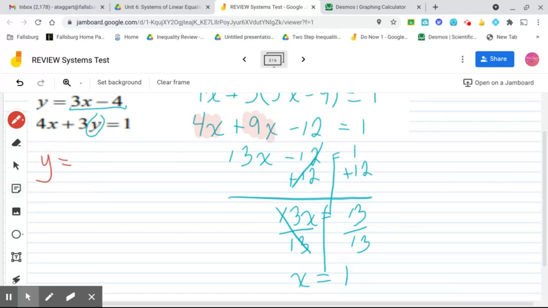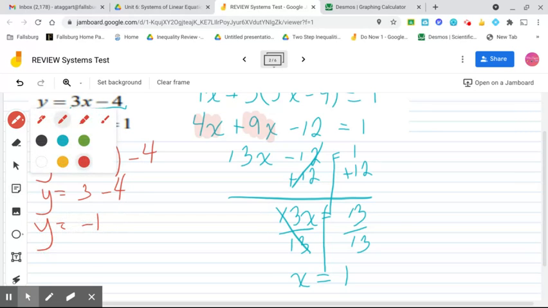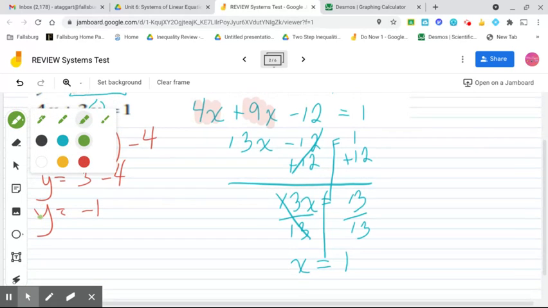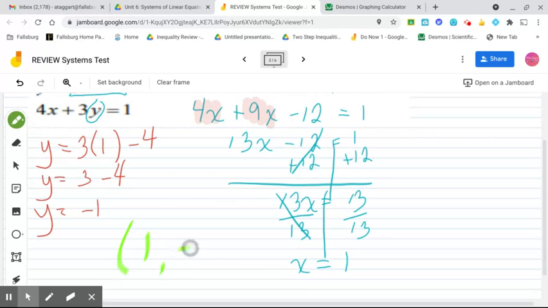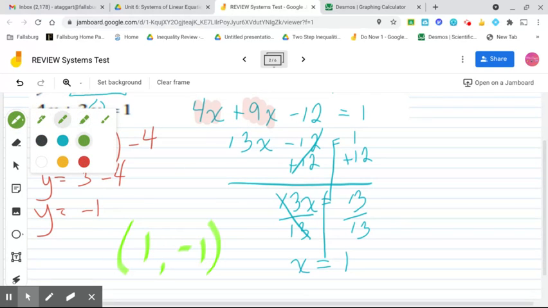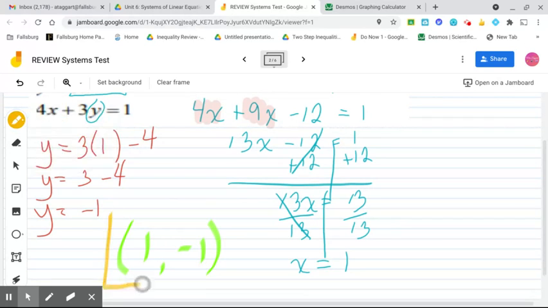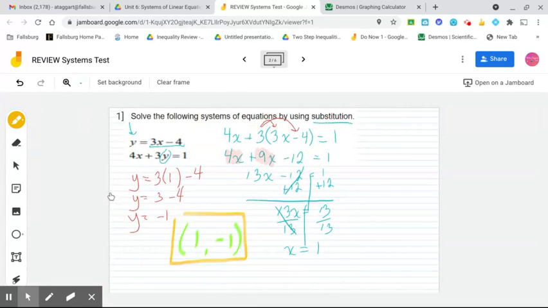So I have y equals 3 times x, but I know that x is 1, and then I subtract 4. And I just simplify this. 3 times 1 is 3, minus 4, and I get a final answer of negative 1. So my final answer here is a point, which is the point (1, negative 1). Okay, so that is our final answer. I'll zoom out. If you need to still copy this, pause the video and copy.